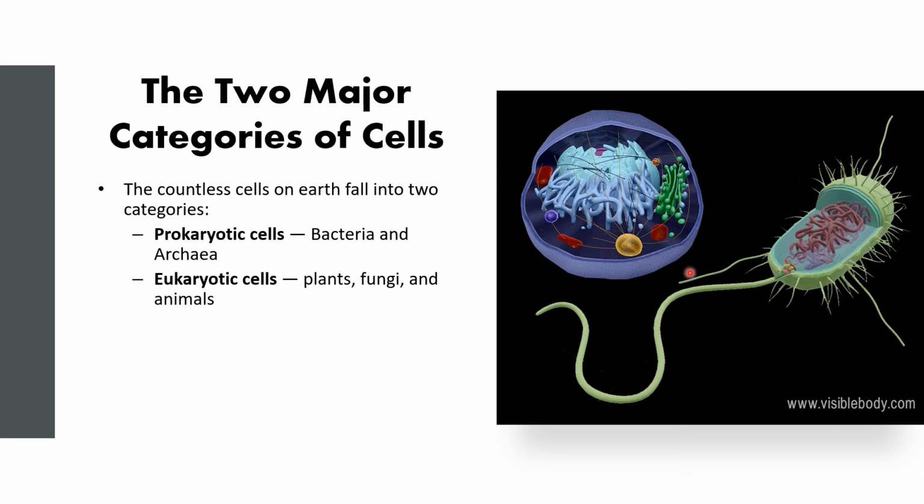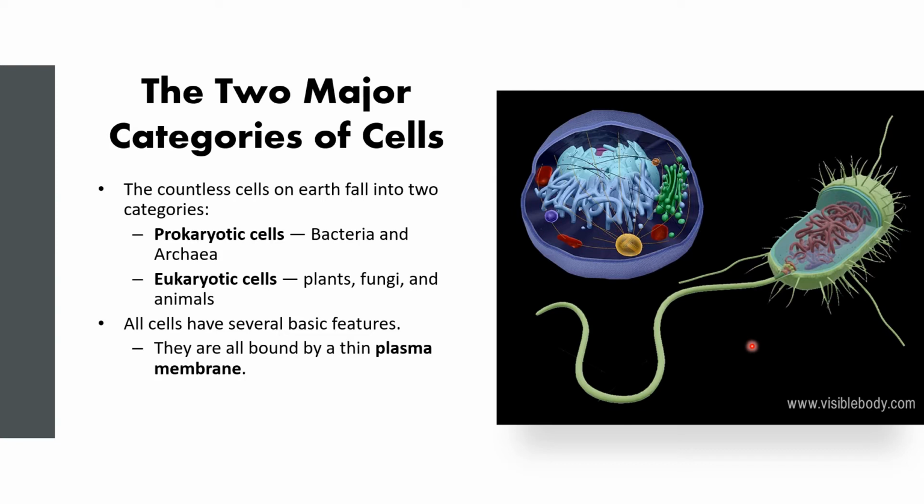Now, if you see this image here, this is a prokaryotic cell and this is a eukaryotic cell. These are not shown to size. Prokaryotes are often very small, but you can see the difference between these. And we'll talk about what those big differences are. All of the cells on Earth are going to have some of the same basic features, but then there are going to be major differences between these two groups.